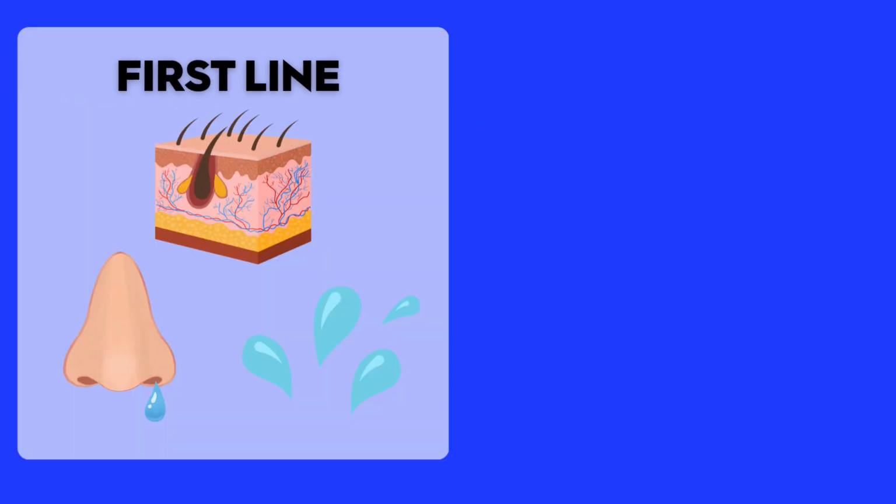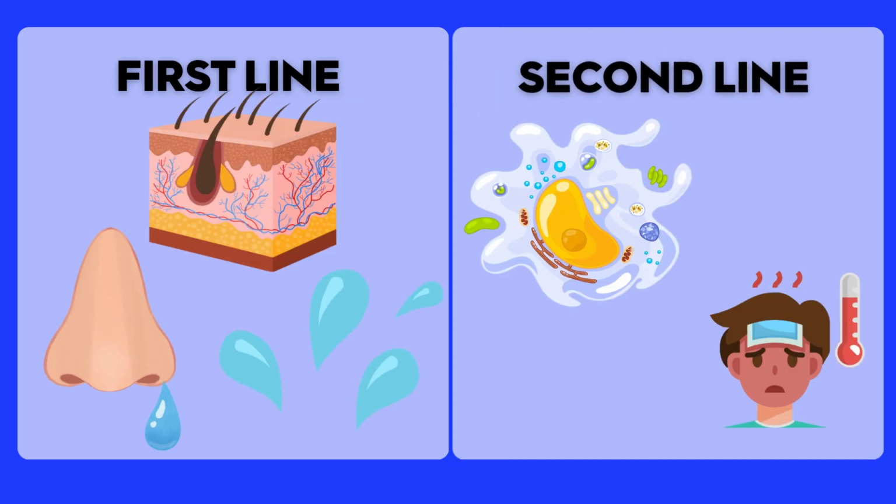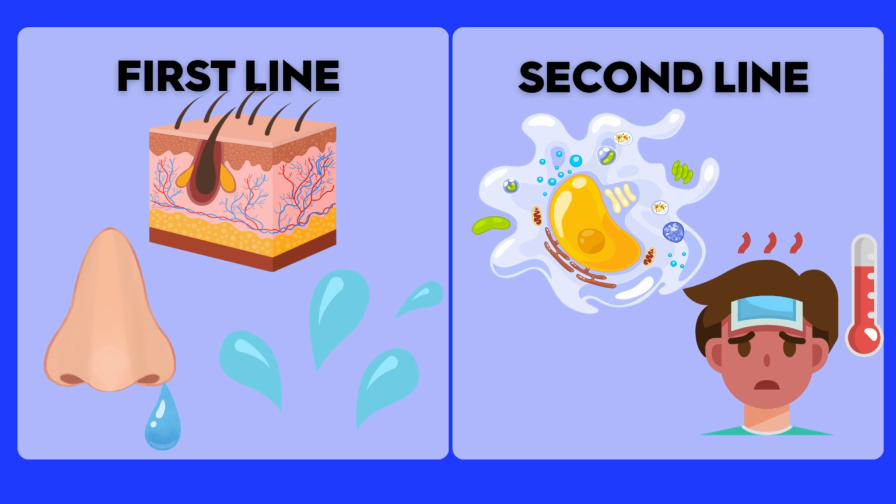So far, we've covered the first and second lines of defense, your external barriers and your internal, non-specific responses that act quickly and broadly.